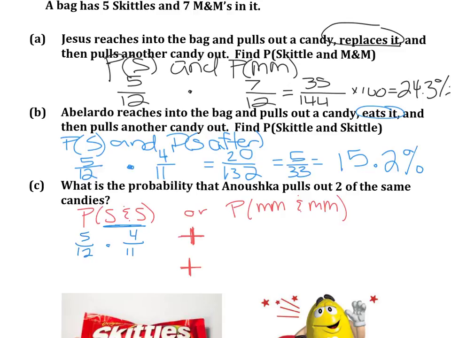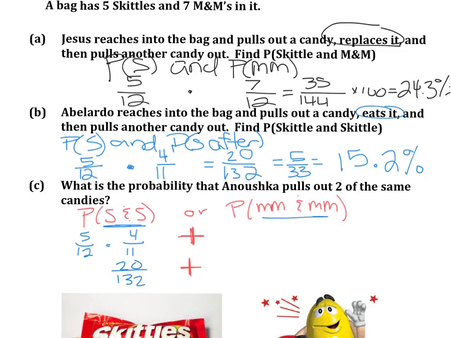If you recognize that this is the same answer from B, what you got right here, you could just copy that down, all right? But if you don't recognize it, you can multiply it. It doesn't really matter. You're going to use your calculator anyways. So if we did get 20 over 132 for that probability, we now need to find what's the probability of getting M&Ms and M&Ms again.